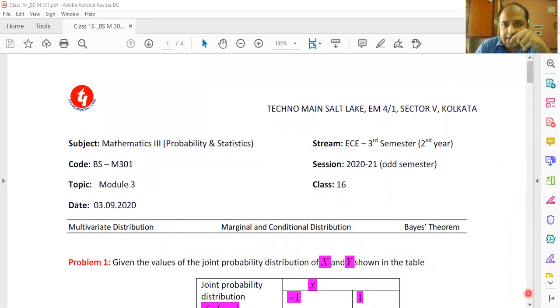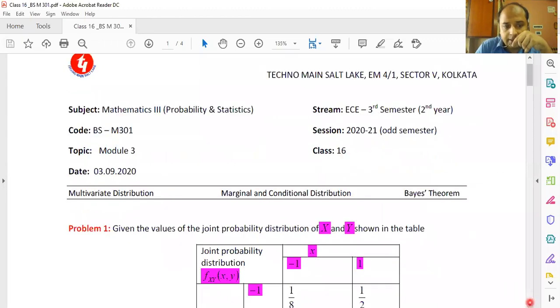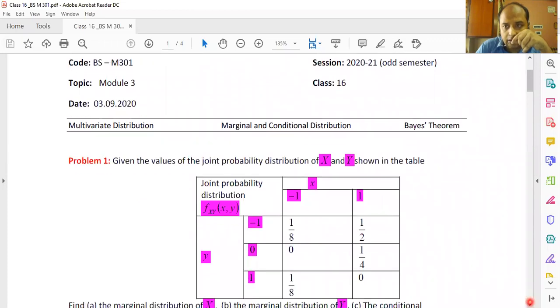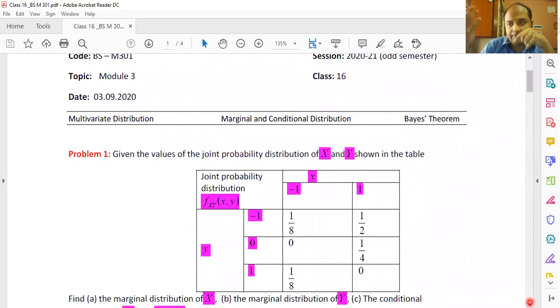Today I'm going to discuss a few problems. First of all, these problems have not been discussed earlier. In my earlier classes, I've discussed problems based upon continuous random variables. Here I'm going to discuss problems based on discrete random variables. I suggest all of you keep a copy in front of you so that if rough work is needed, you can do it. A little bit of rough work on your side will be helpful.